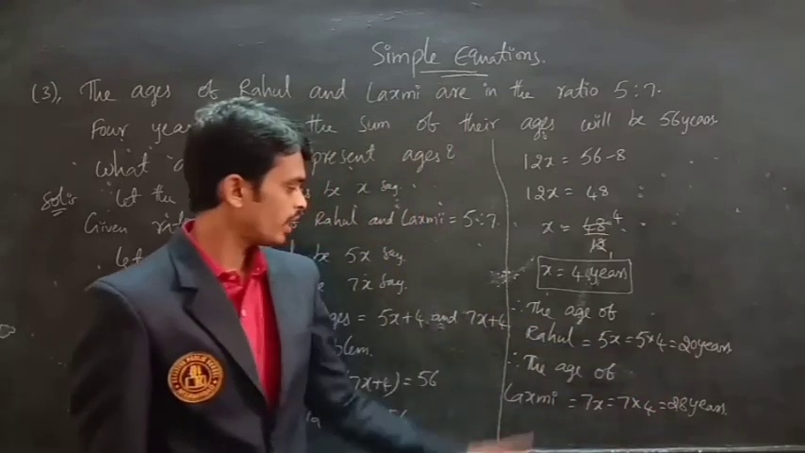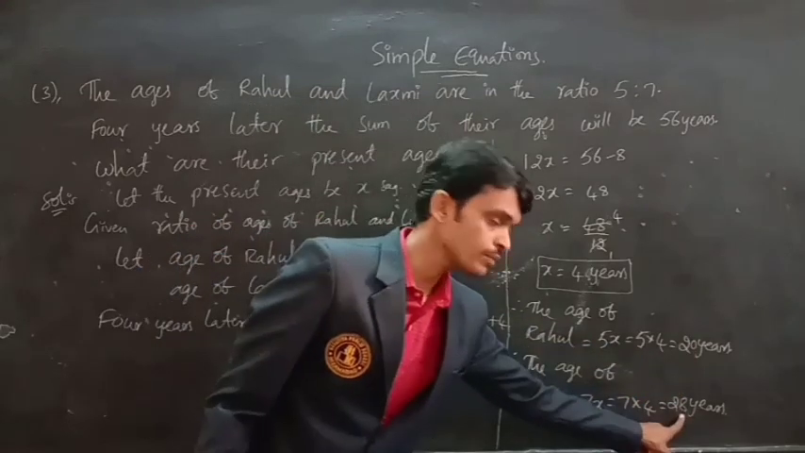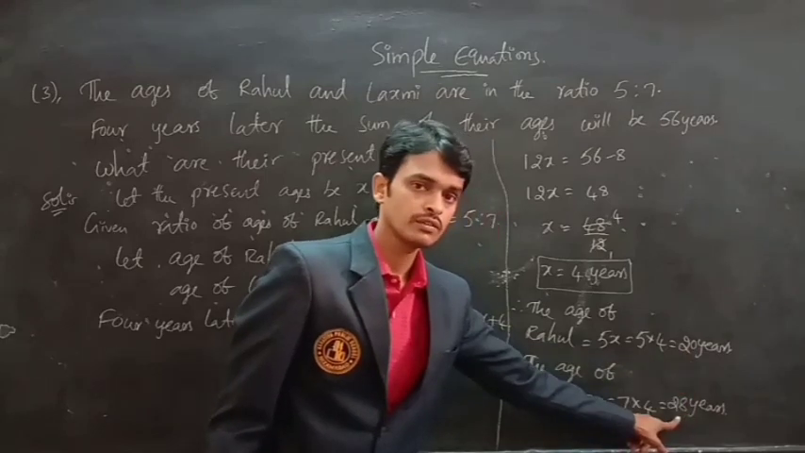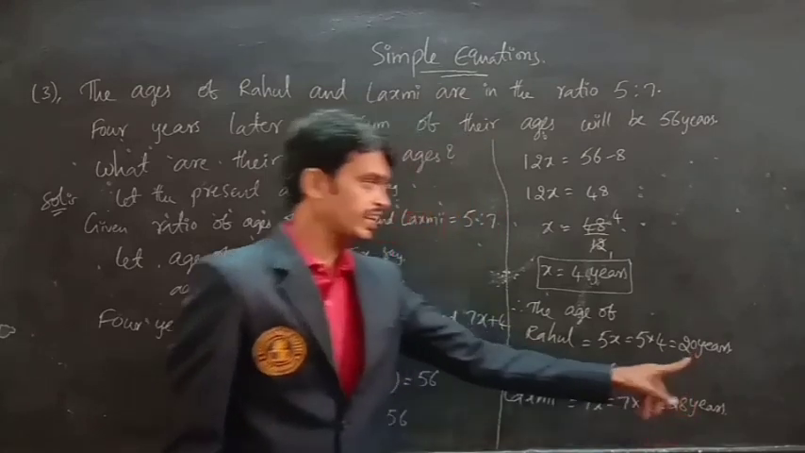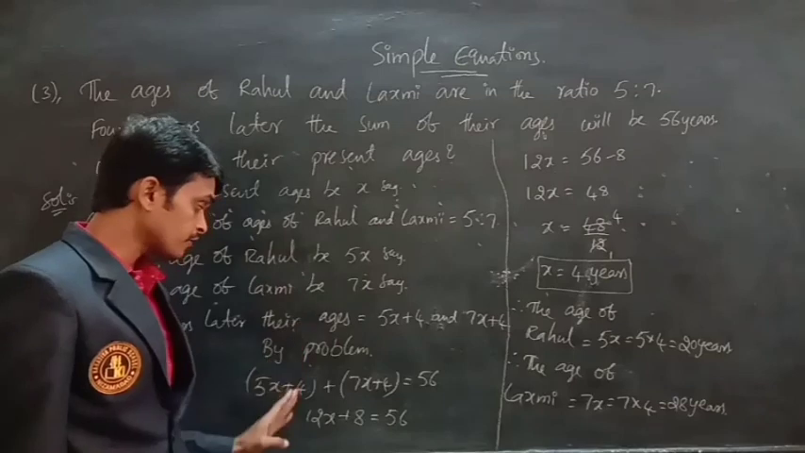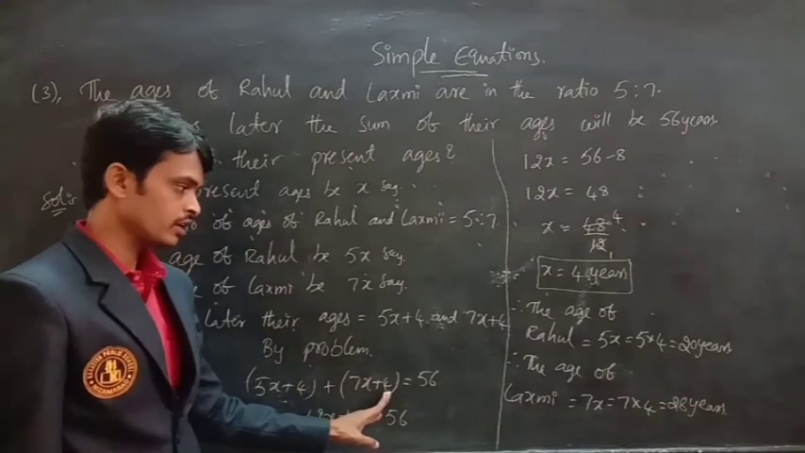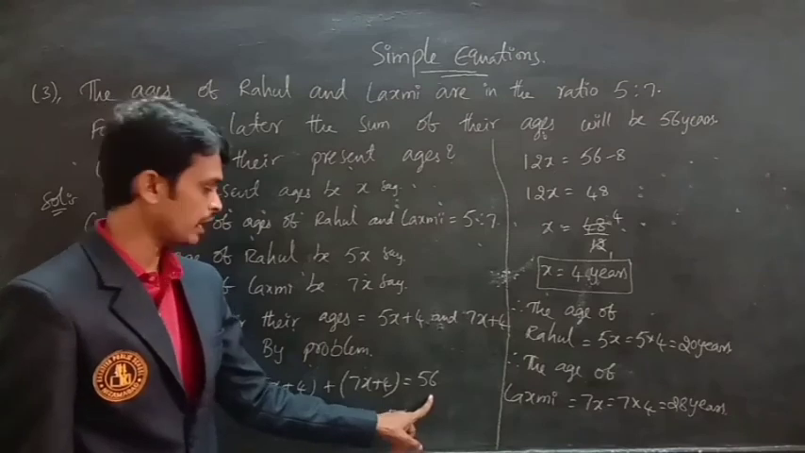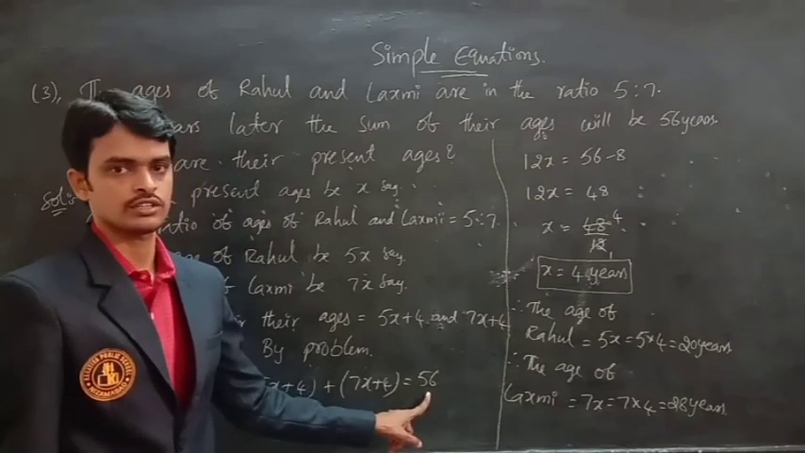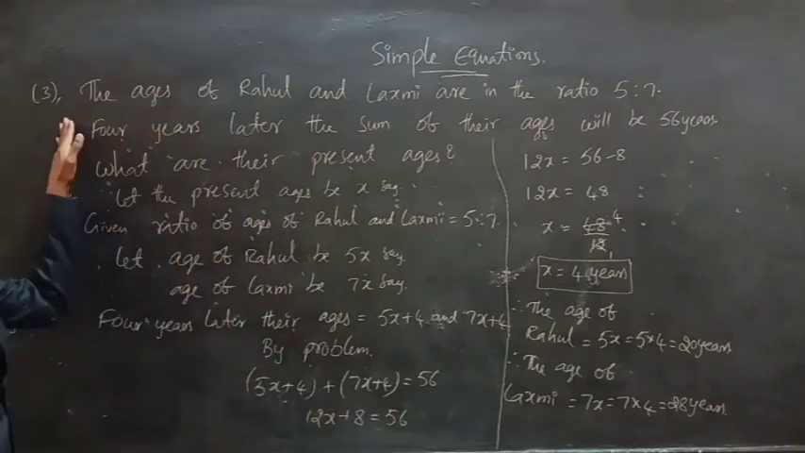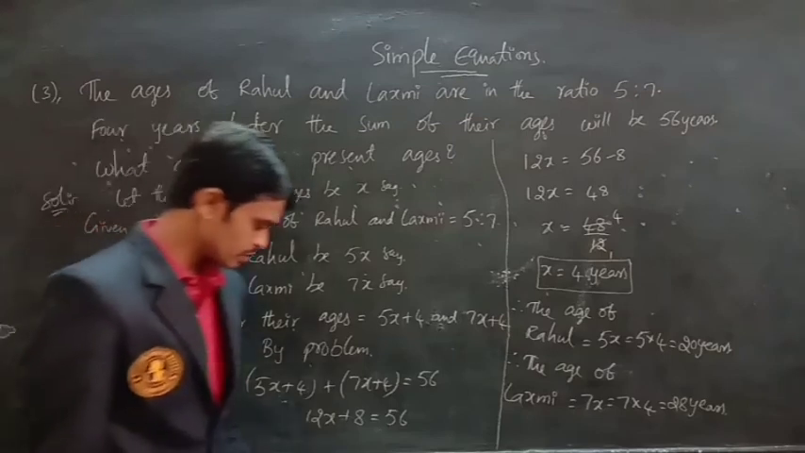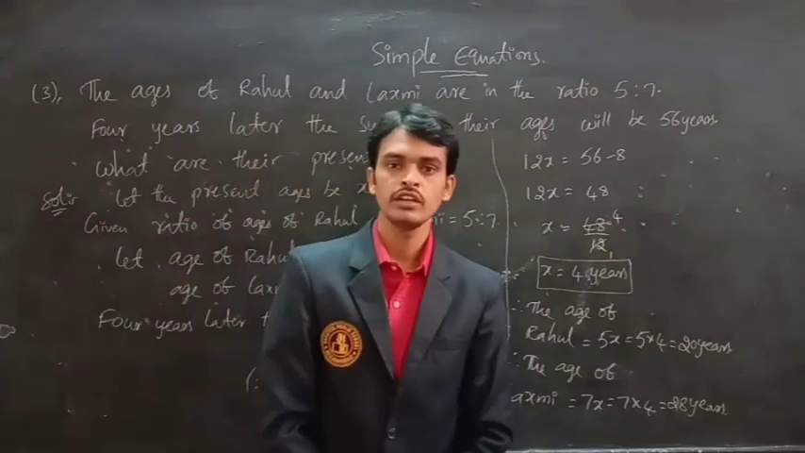So Rahul's present age is how much? 20 years. And Lakshmi's age is how much? 28 years. So 20 plus 28 is how much? 48. 48, and after 4 years, 48 plus 8 is how much? 56. Then the value is 56 years we got. So this is the problem. This type of problem will come for 8 marks. I hope you understood this topic. Thank you.